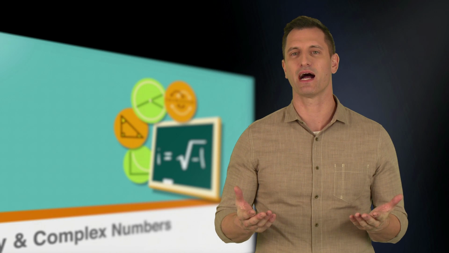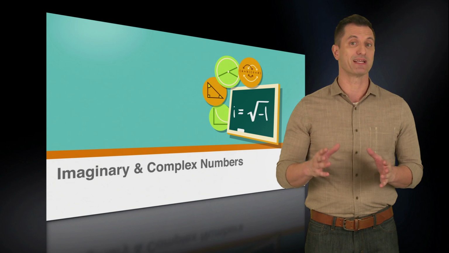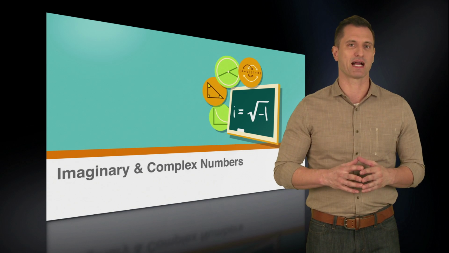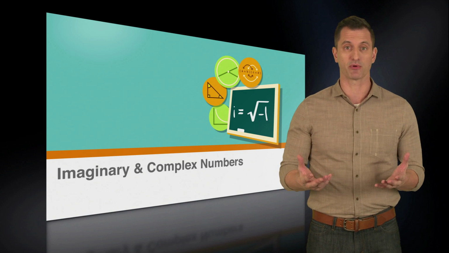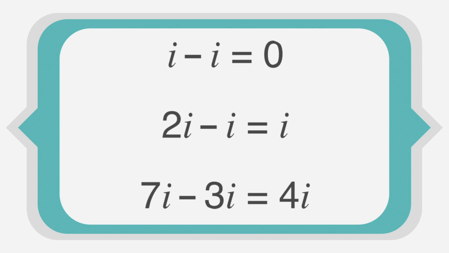Okay, so adding i's and adding complex numbers isn't really so complex. Let's move on to subtraction. Spoiler alert, it's pretty much the same thing, but with subtraction. When you're subtracting i's, just treat them as you would real numbers. i minus i is 0. 2i minus i is 1i. And 7i minus 3i equals 4i.